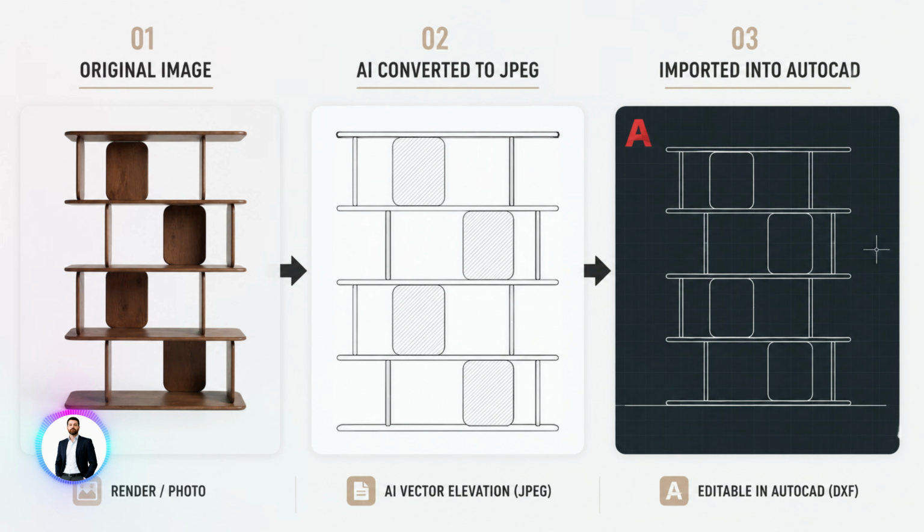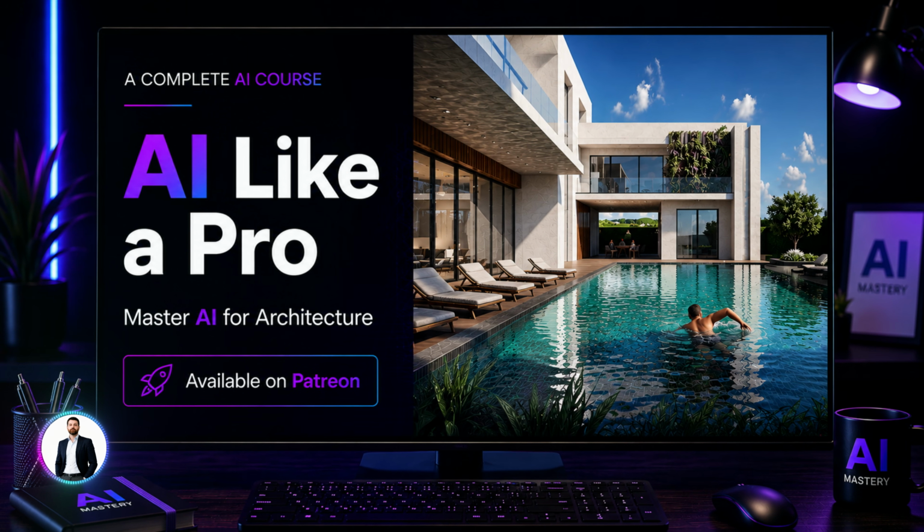What if you could turn any furniture or interior render into a clean, editable AutoCAD elevation using AI? In this tutorial, I will show you how to convert images into a professional 2D CAD drawing, then transform them into editable DXF files you can use inside AutoCAD. Without further ado, let's dive in.